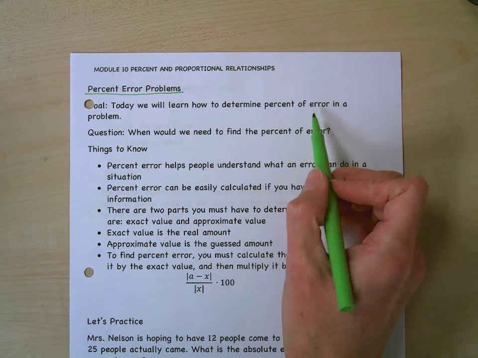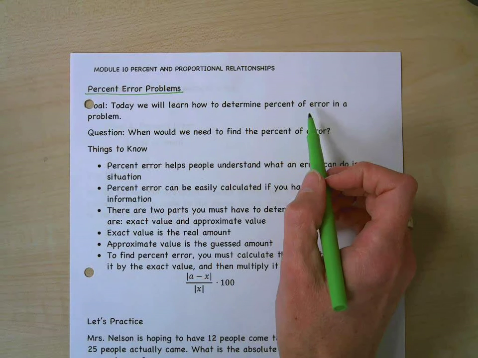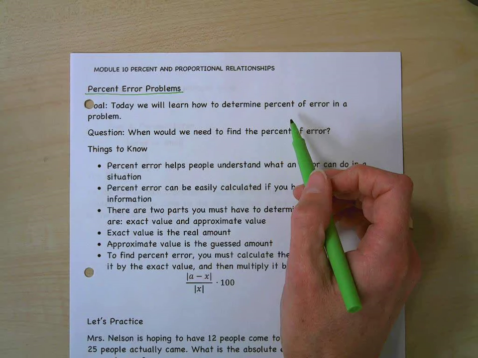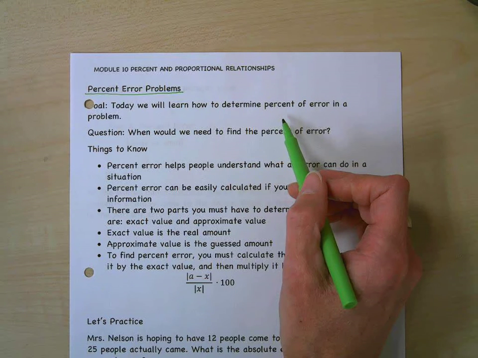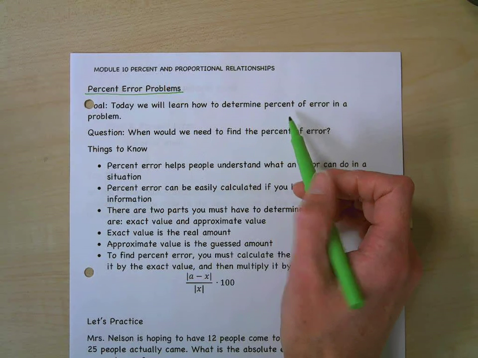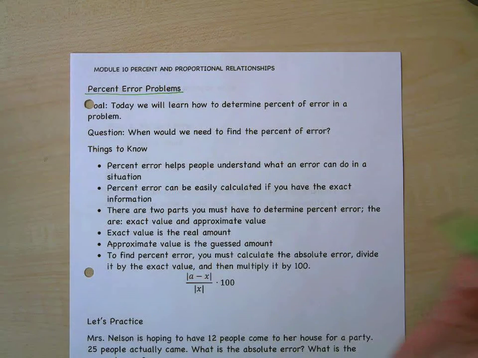Percent of error, because there are a lot of times we as mathematicians make errors, and so sometimes there are statisticians out there. Those are people who study data. They like to figure out the percent of error. So how often is there an error? How often is there an error in counting votes? How often is there an error in figuring out race times? That kind of stuff. So the question I want you to think about during this lesson is, when would we need to find the percent of error?